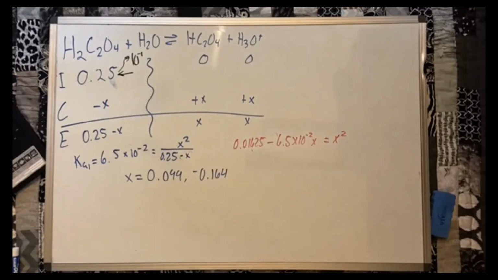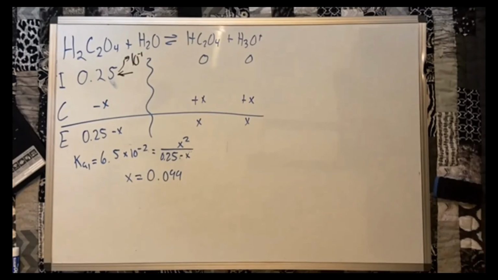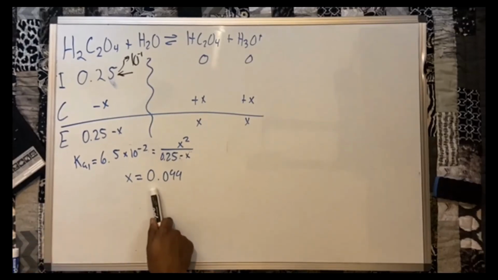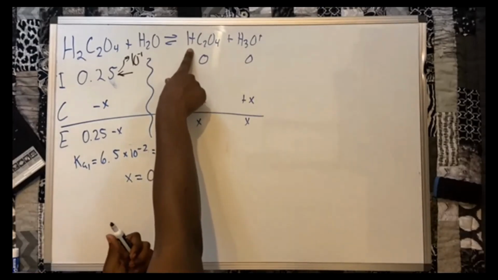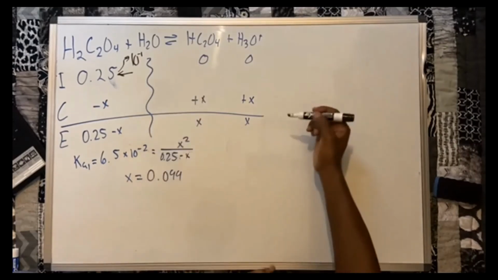All right, then which one do we use? The positive one. Good. So previously, when we were doing non-polyprotic acids, you would be like, oh, I'm done here, I just need to plug that in and get my pH. But now we have another step, because this guy can still lose an H.